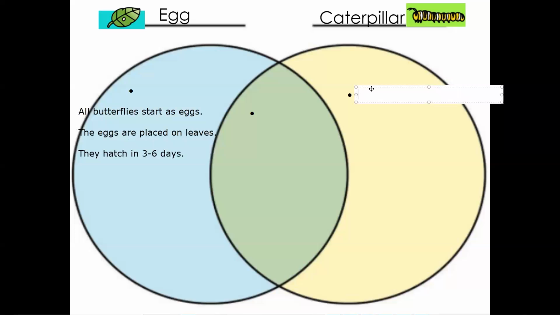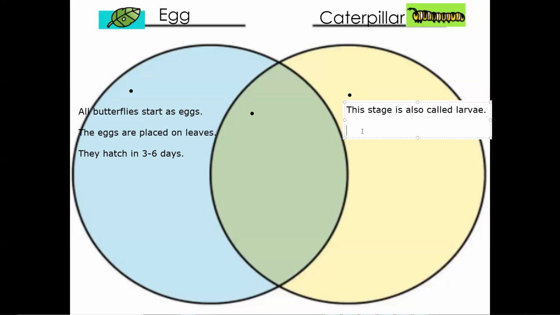I see in my notes that stage 2, the caterpillar, is also called larva. So I'm going to put that in my Venn diagram. This stage is also called larva. So that's another name for caterpillar, larva. We have that in our science notes. We studied that. But that's true for the caterpillar stage, so we're going to put it on this side.